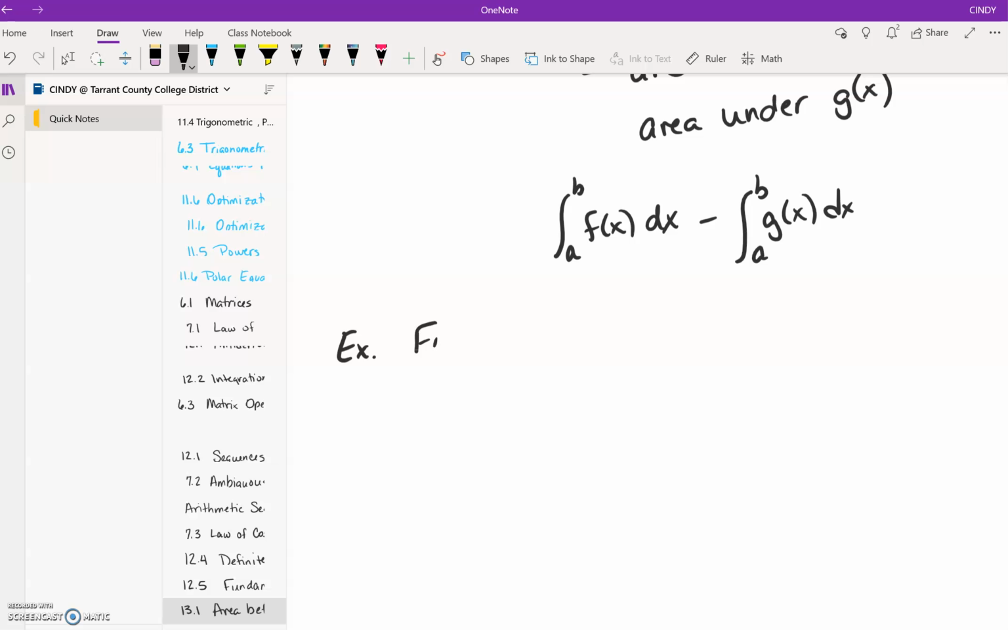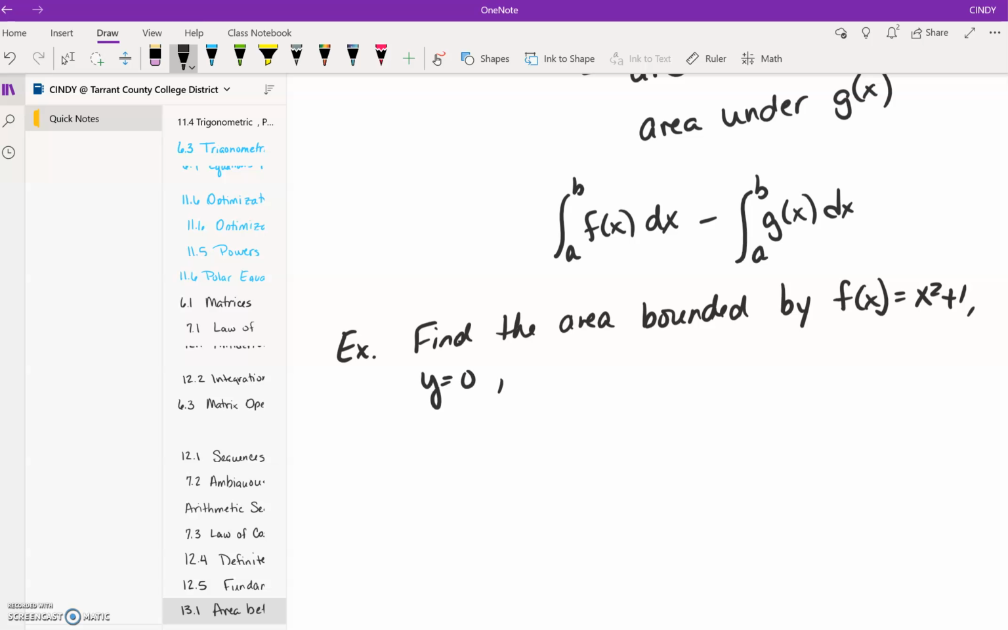It says we are to find the area bounded by f of x is equal to x squared plus 1. It's also bounded by the line y is equal to 0, and for x being between -1 and 3.